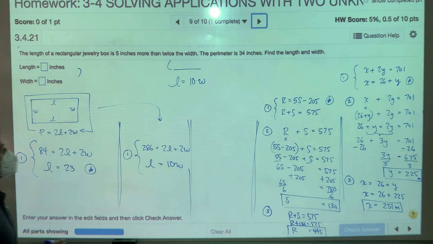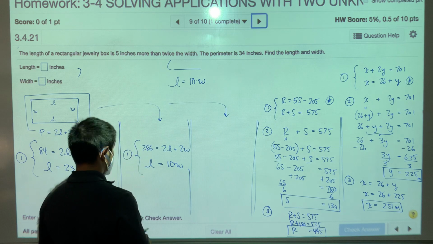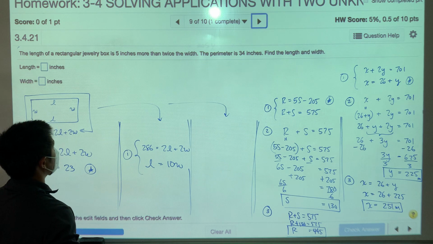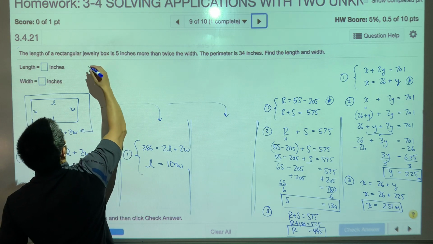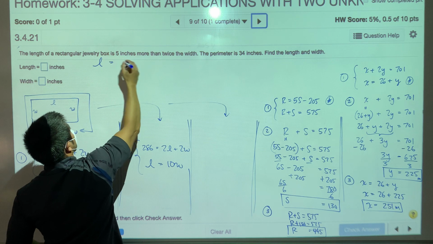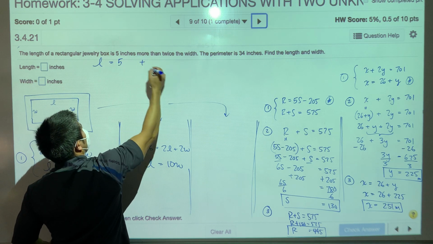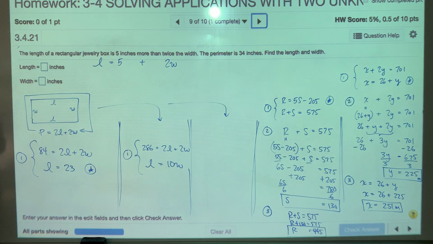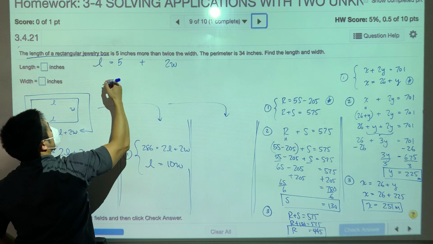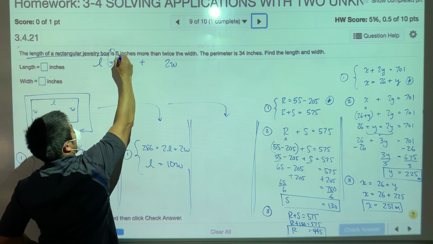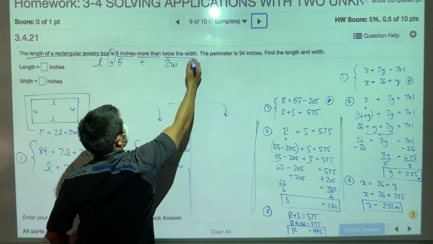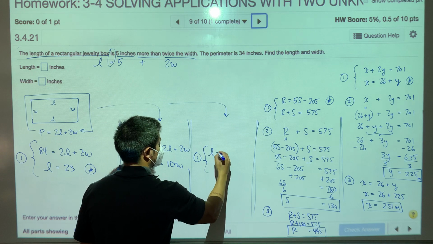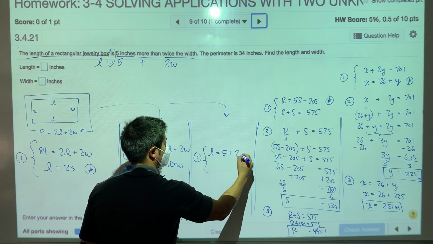Okay, number 9. Same stuff, rectangle, huh? So here's another one, rectangle. The length of a rectangular jewelry box is 5 inches more than twice the width. Well, length is 5 more than twice the width. Isn't that true? The length is 5 more than twice the width. There's your first equation.